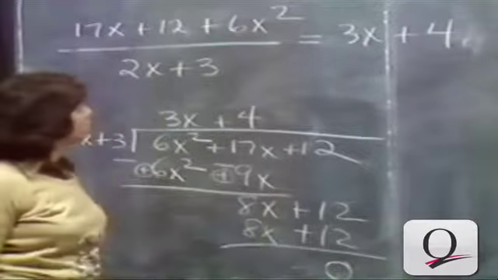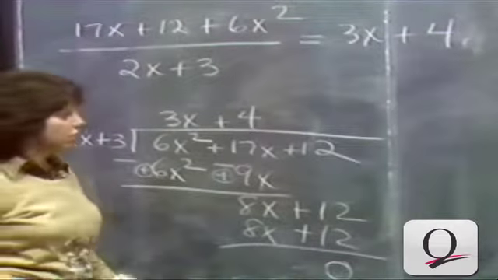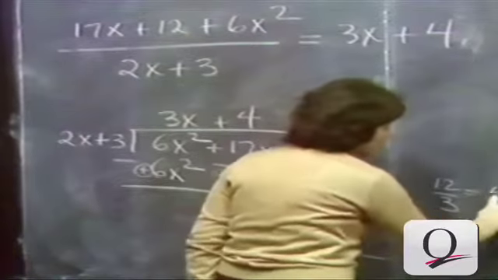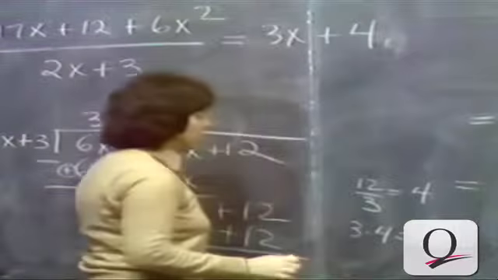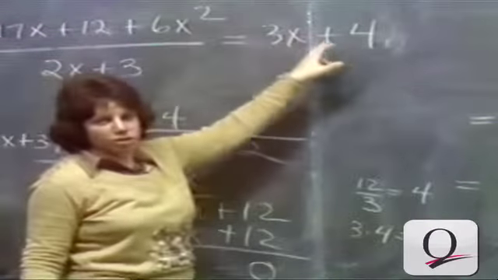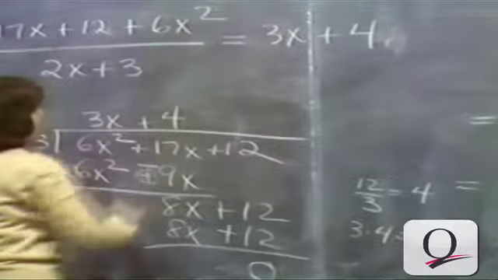No remainder. Of course, you could always check a division problem by multiplication. Whereas 12 divided by 3 is 4, you know you're correct because 3 times 4 is 12. Same thing here. This divided by this is equal to this, if when you multiply this by this, you get this answer.